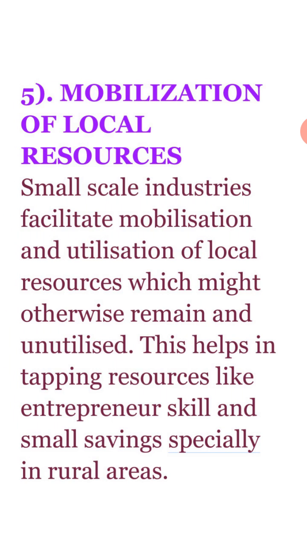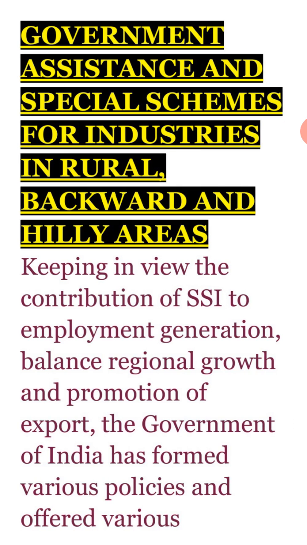Now we are going to the next topic, and the next topic is government assistance and special schemes for the industries in rural, backward and hilly area. What is the meaning of this topic? The meaning is that even the government wants that these types of industries must be established in either rural areas or backward and hilly areas. So the government is providing different incentives for these industries to establish in rural and backward areas.